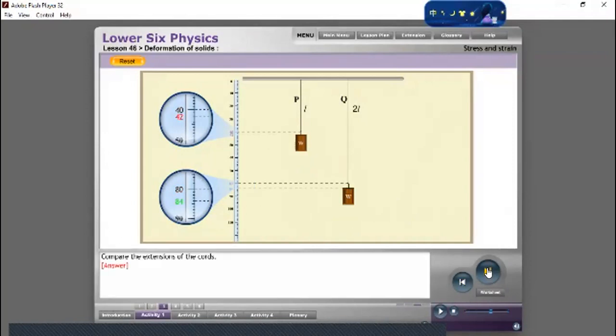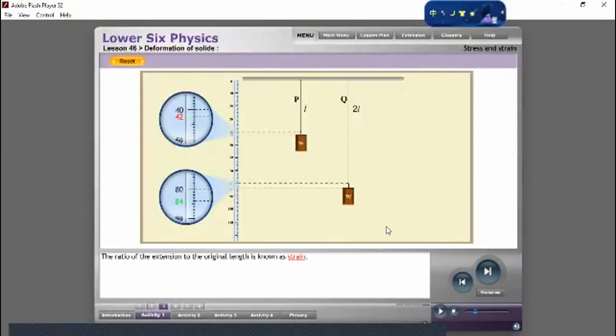Compare the extensions of the cords. Answer: extension of Q is twice that of P. So that means the extension of Q is 4 cm, the extension of P is 2 cm. Same cord, and the ends carry the same load, the same weight.